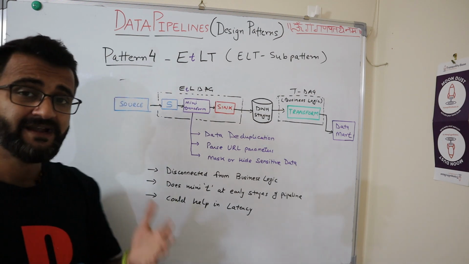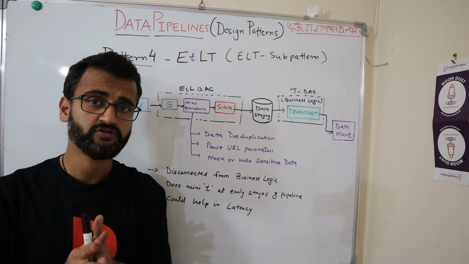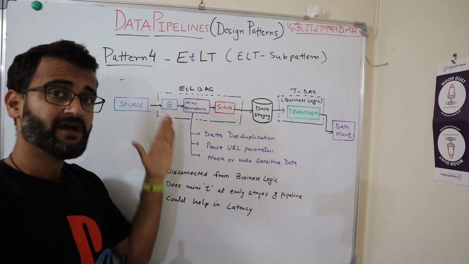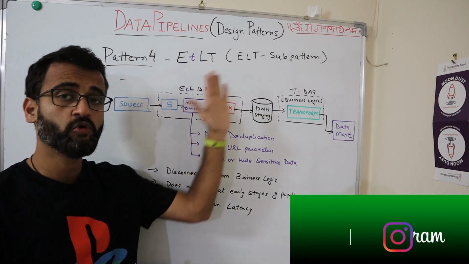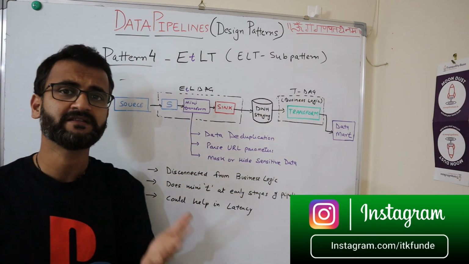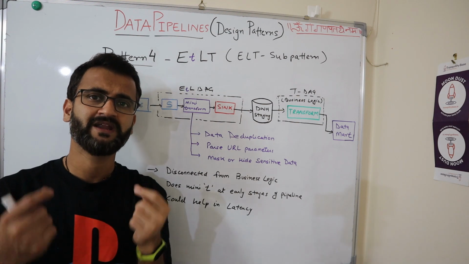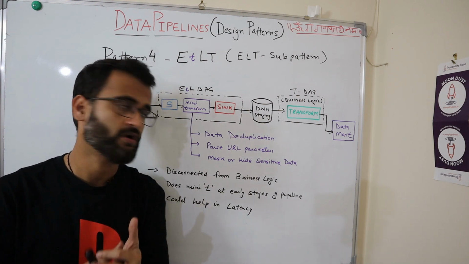Secondly, if you have certain URLs coming in, you can parse the parameters of those URLs right at the initial stages instead of doing it somewhere at the end, because this is not related to your business logic. You just need to parse the URL and see whether the parameters are valid or not.